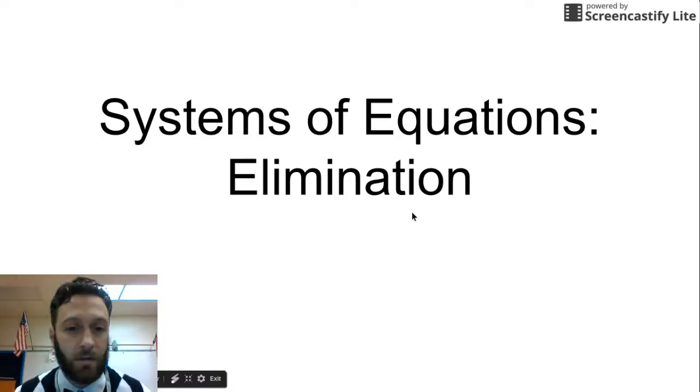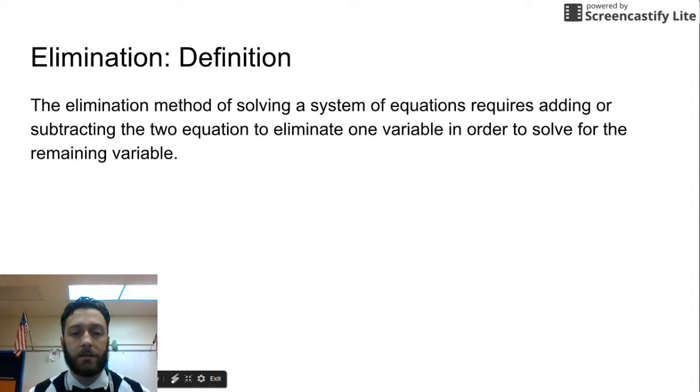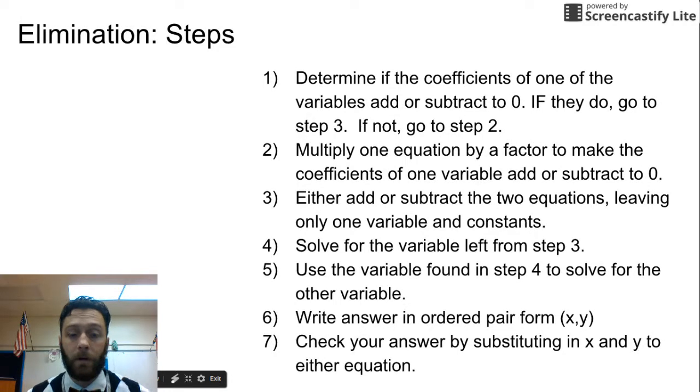All right, systems of equations through elimination. So this method of solving a system of equations requires adding or subtracting the two equations together in order to eliminate one variable. And since you only have one left, you can solve for it, and then you'll substitute back in to get the first variable, giving you the ordered pair of x and y to solve the system of equations. Here's your steps.